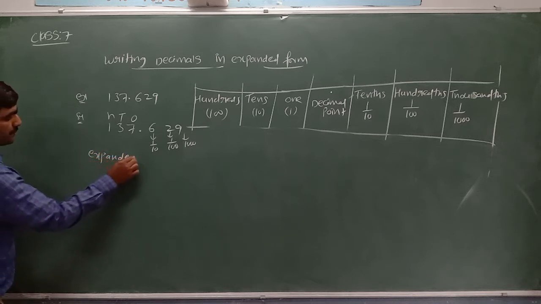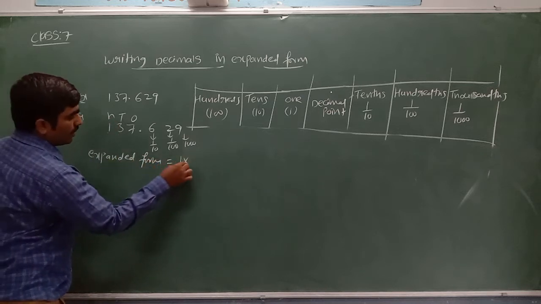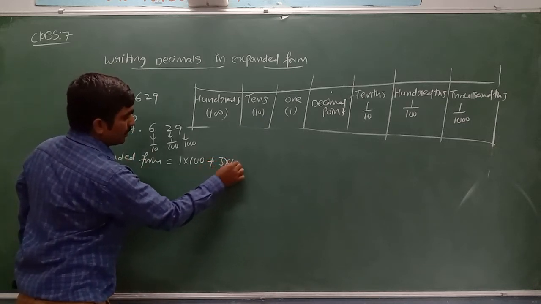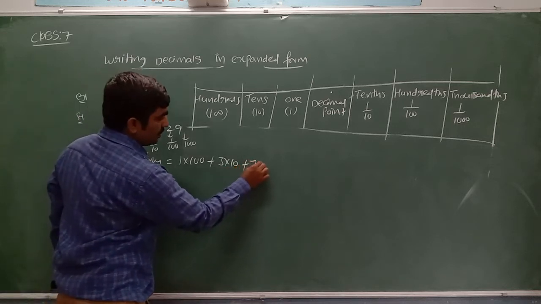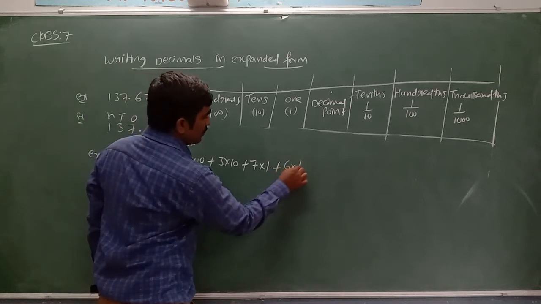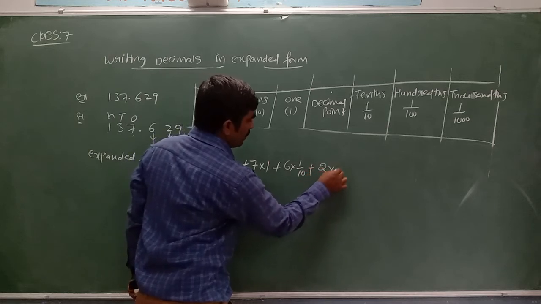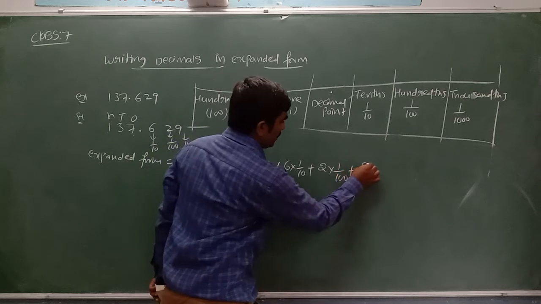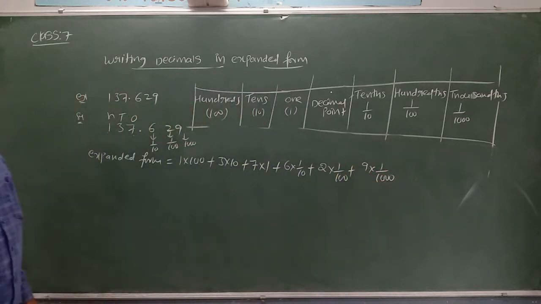Here we can see the expanded form is equal to 1 into 100 plus 3 into 10 plus 7 into 1, the ones place, plus 6 into 1 by 10 plus 2 into 1 by 100 plus 9 into 1 by 1000. That is the way to write expanded form.